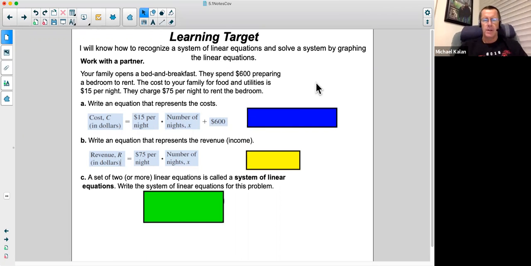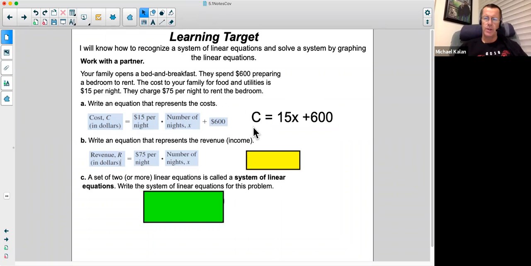All right, so A says write an equation that represents the costs, okay? And here's kind of it written in words, and I really like how they do that in this section. So our cost C in dollars is equal to $15 per night that we have to spend for the utilities, times the number of nights, plus the $600 that we had to put into getting the room ready, right? And that's a one-time thing. We only had to buy sheets once, at least initially, maybe a few years from now you have to buy more.